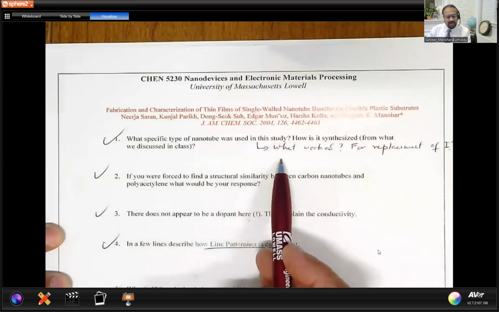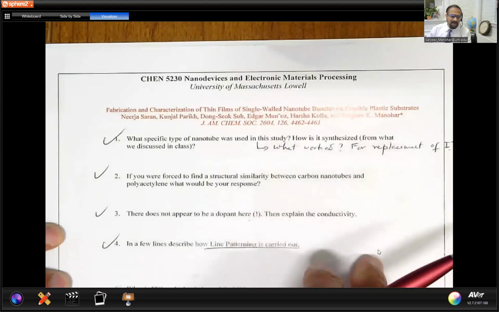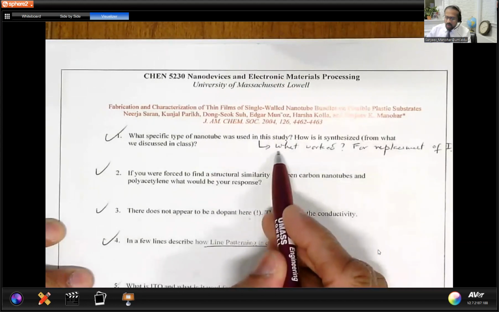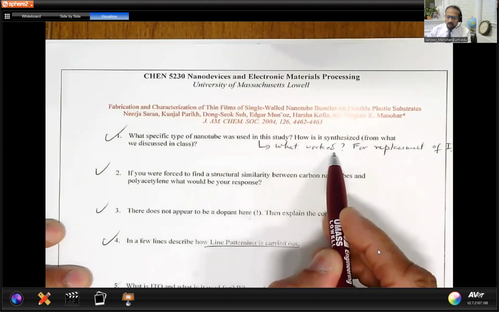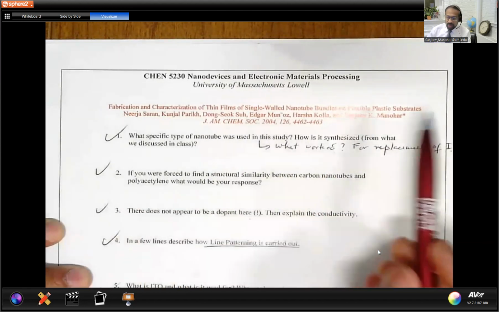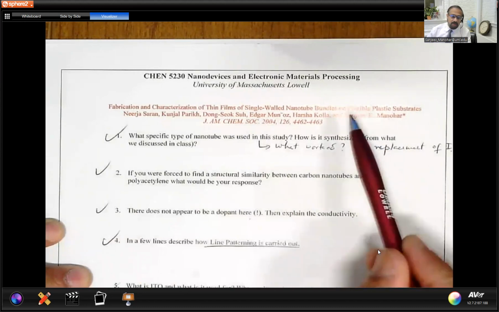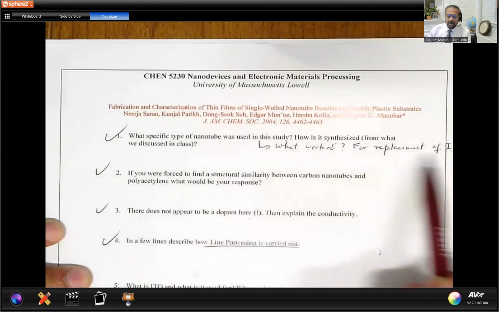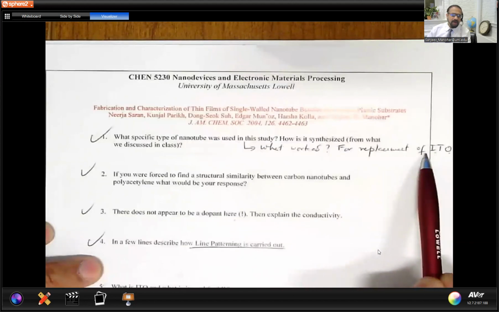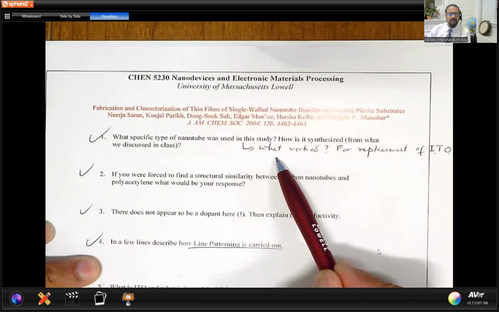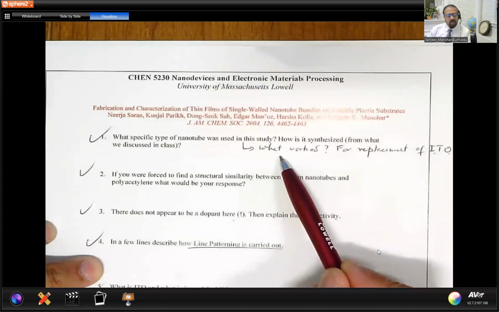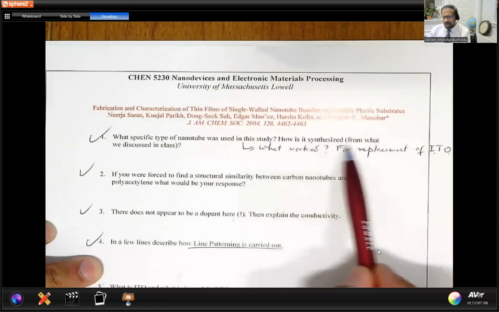So what does the question mean? Not what does it say, what does it mean? That is what worked, right? You can use 20,000 nanotubes, but what worked for that specific purpose? What is the purpose? To find a replacement for indium tin oxide, ITO. That's the question: what specific type of nanotube was used in the study? Mainly it was one type, right? Then how was it synthesized?